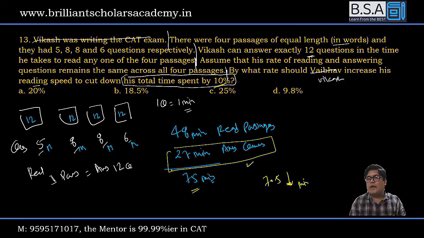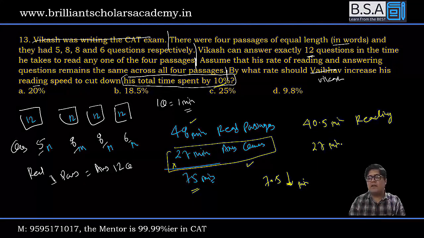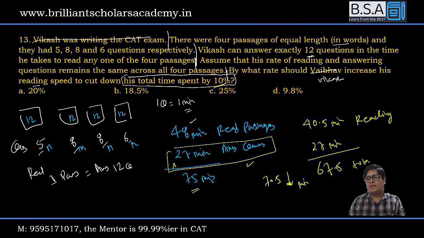But you cannot change this. So where will the decrease happen? Here. So 48 minus 7.5 is 40.5 minutes required for reading now. The 27 minutes does not change. So by default, your total time has changed. I'm almost reaching my answer now.